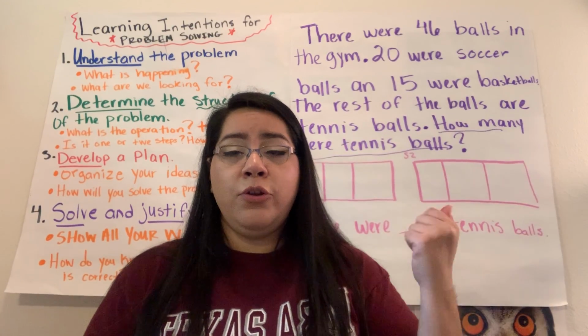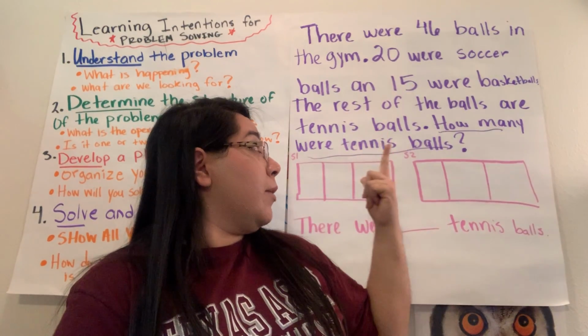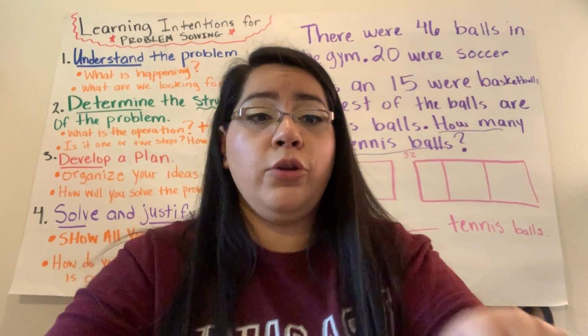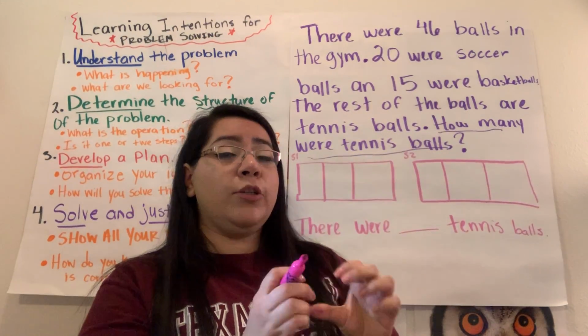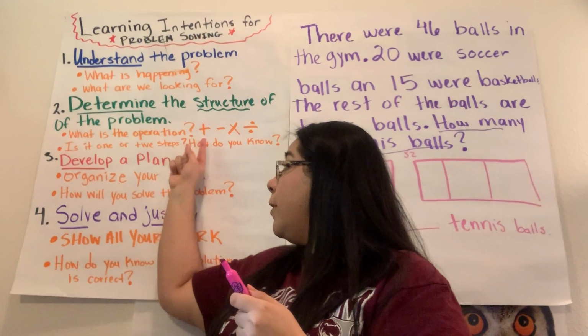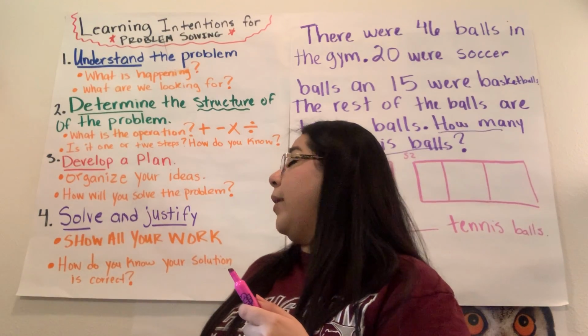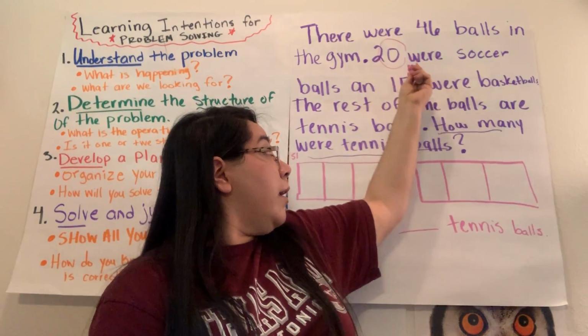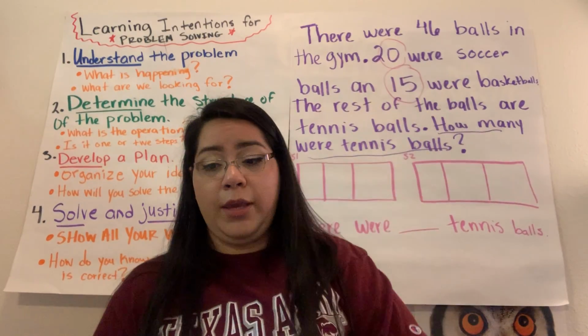Okay? You know how many soccer balls and basketballs you have, and you're trying to figure out the tennis balls. So the first thing you're going to be doing is join. I'm going to circle the numbers that I'm going to be using at the time. I'm going to do addition. We're going to start developing a plan, organizing my ideas. I know I'm going to use the 20 and the 15, okay?